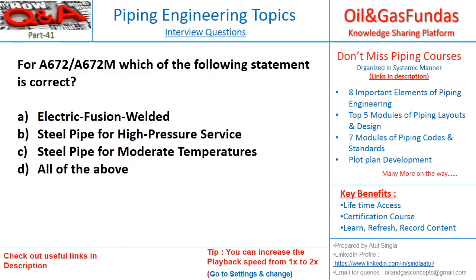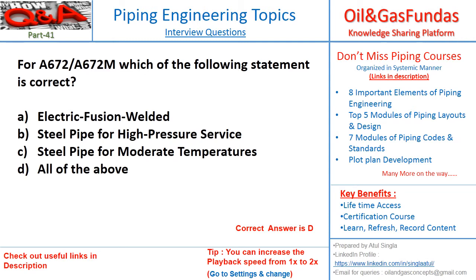For A672 and A672M, which of the following statement is correct? Electric fusion welded steel pipe for high pressure, steel pipe for moderate temperatures, or all of the above? The correct answer is D.